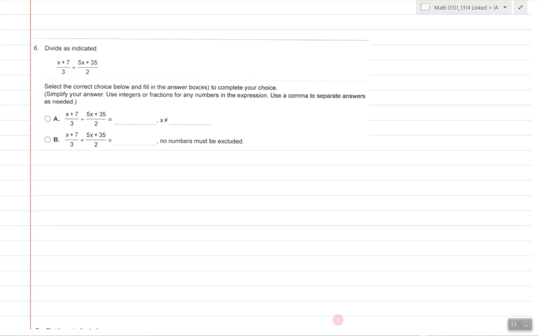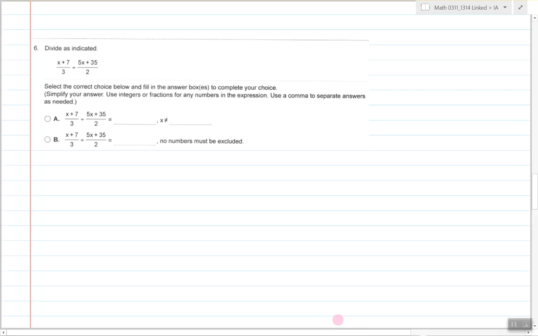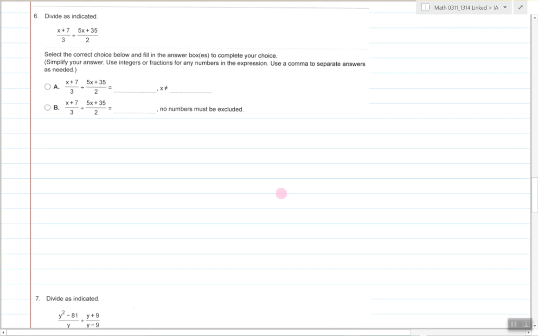Well, this is part 3 of IA13. So I've had a few technical problems, and so I've ended up cutting this video into 3 pieces. The first 2 had to do with multiplication of rational expressions, and now hopefully I'll be able to conclude this with division of rational expressions.